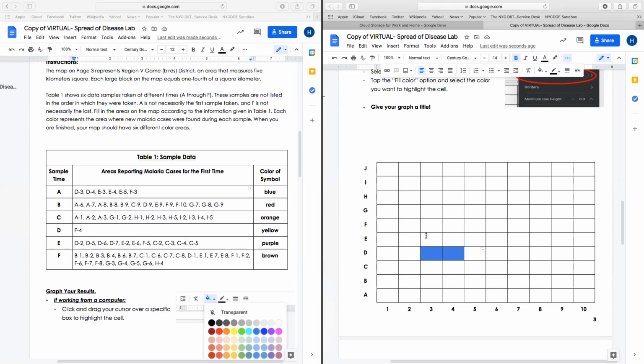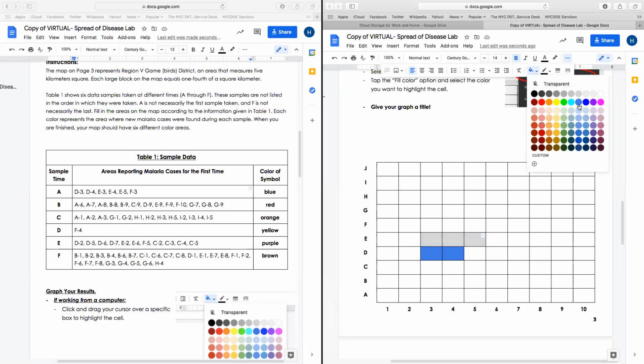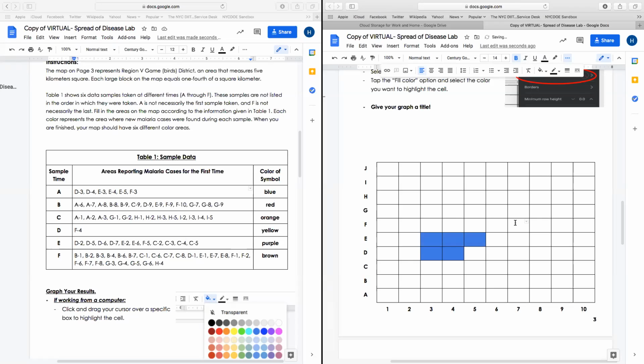Now we're going to fill in E3, E4, and E5. So we're going to highlight those cells and color them all in blue as well. The last sample we're going to color in for time sample A is F3. So I went up to F, went over to 3, and then I'm filling that in blue.